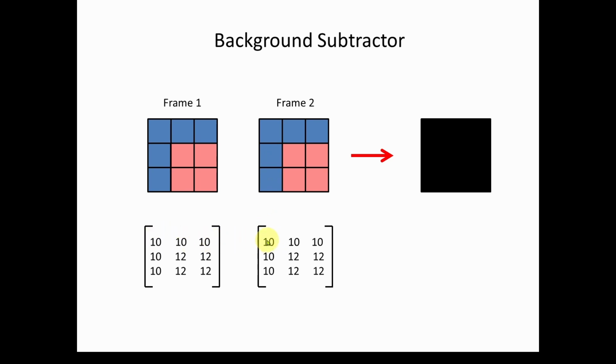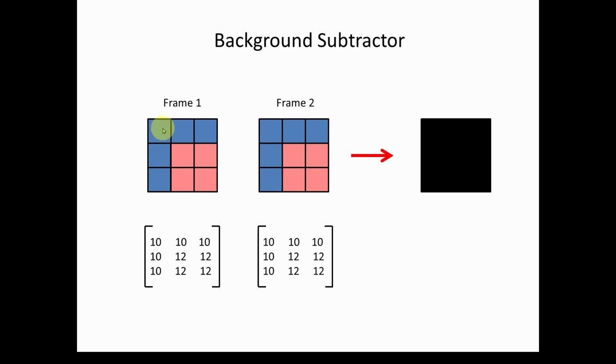And if there's no difference in those values, it's going to make the output pixel, we're going to call it a mask, black because there's no change in those values. And it's going to do so for all of these since both frames have identical colors for the pixels.